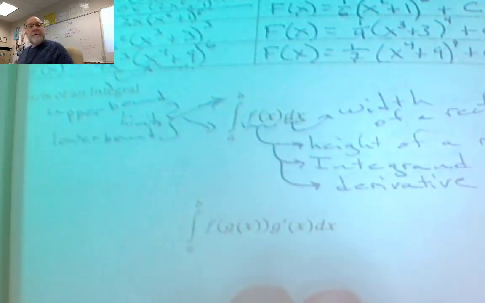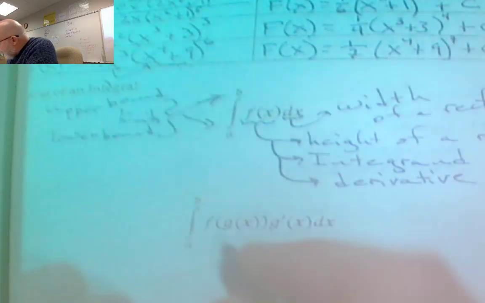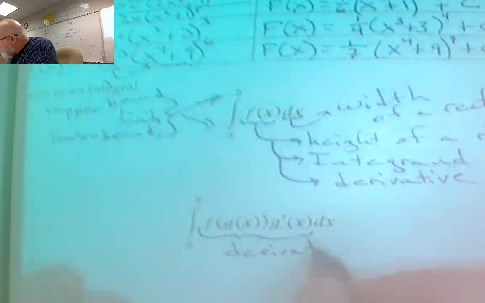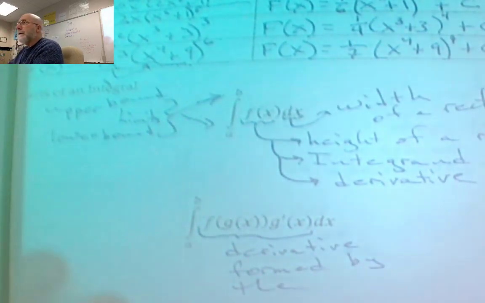And these things here are called limits. And the top one is an upper bound. And the bottom one's called a lower bound. And I think I've used those words. So right here, this is my derivative, formed by the what? Chain rule.